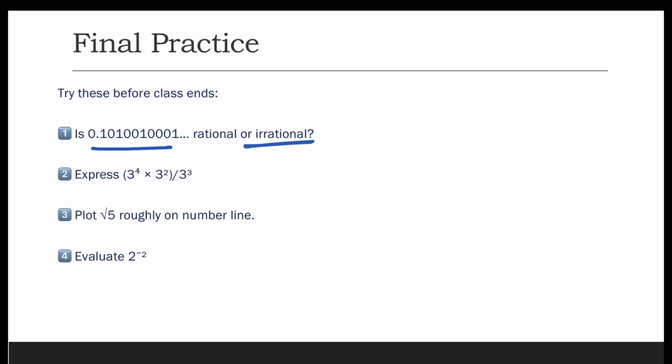3 to the power 4 plus 3 to the power 2 divided by 3 to the power 3. Very simple. 3 to the power first we will add, so 4 plus 2, 6, divided by 3 to the power 3. So 3 to the power 6 minus 3, which is 3 to the power 3, which is equal to 27. Square root of 5, how will we plot on the number line?